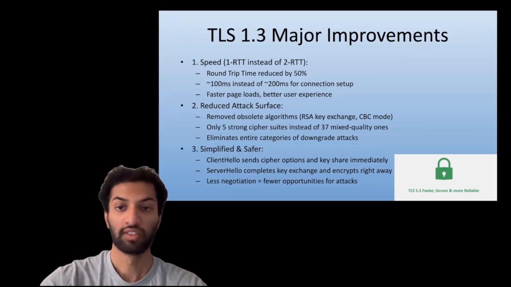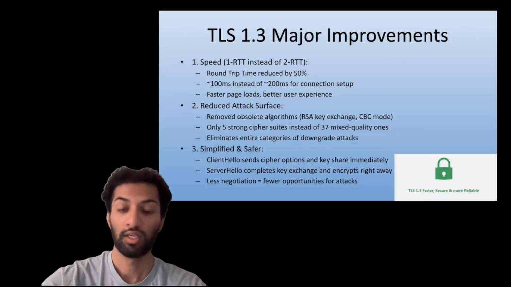There were three improvements in TLS 1.3: speed with 50% faster handshakes, security with removal of weak algorithms and only 5 strong cipher suites, and simplicity, where less negotiation means fewer attack opportunities.